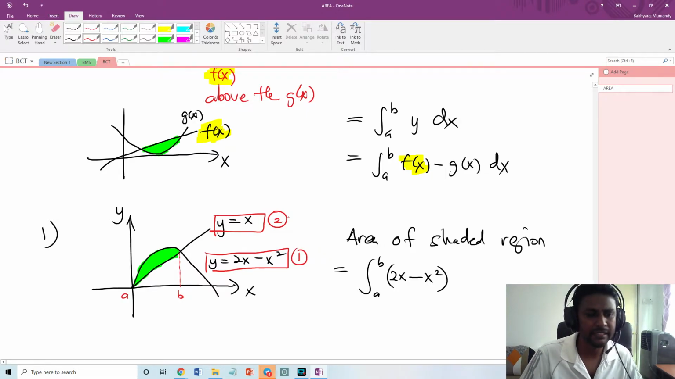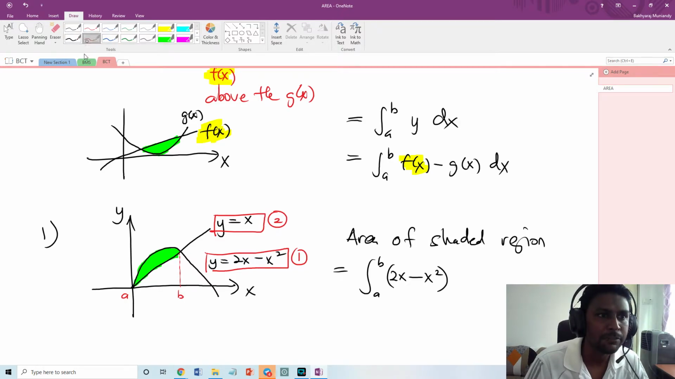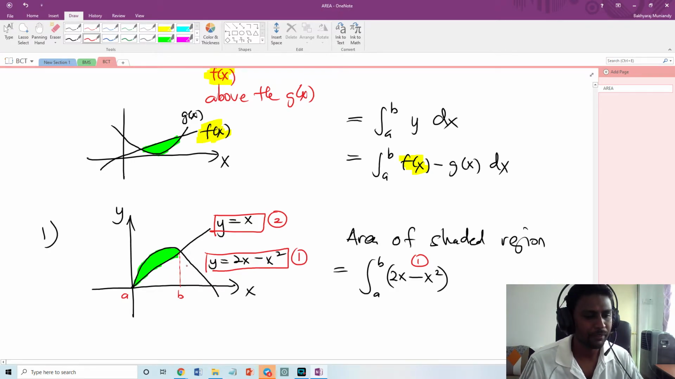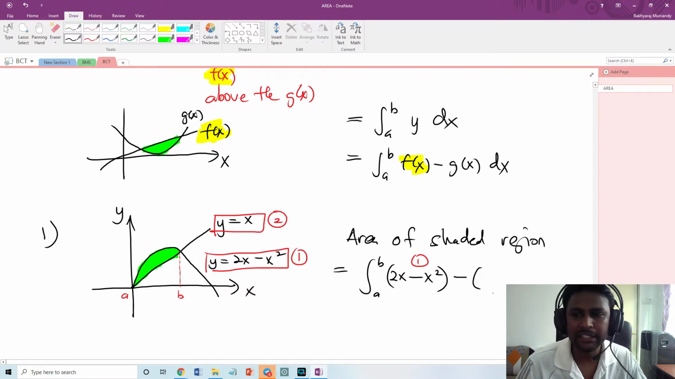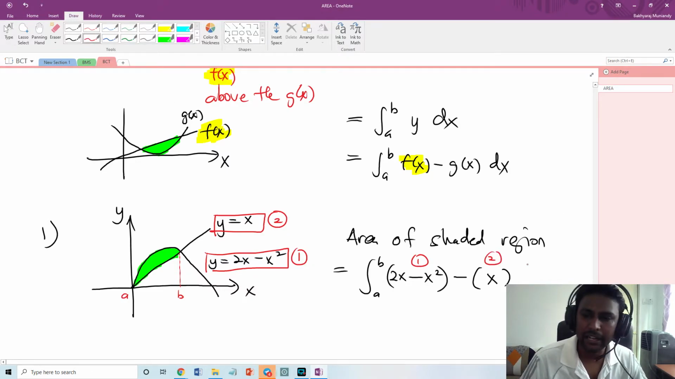Very good. If you can see that, you are actually already good. You can see the problem. So the first function you must put is the curve. Why the curve? Because the curve is above the straight line. So we go for the curve minus the straight line. What is the formula of the straight line? Minus x, right, minus x. Then this is number 2. Minus x and dx.